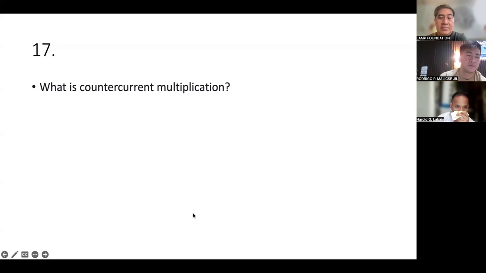What is countercurrent multiplication? It is the process by which a high sodium concentration within the medulla is established and maintained, which is necessary for production of concentrated urine.